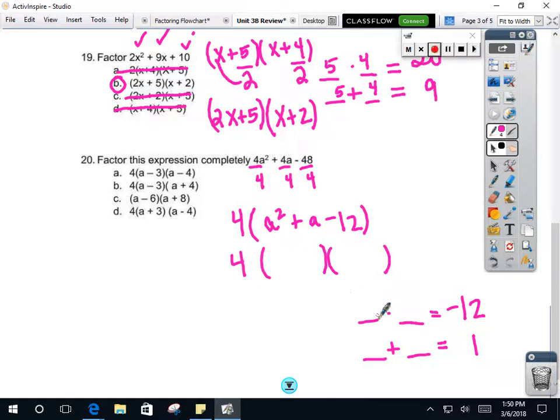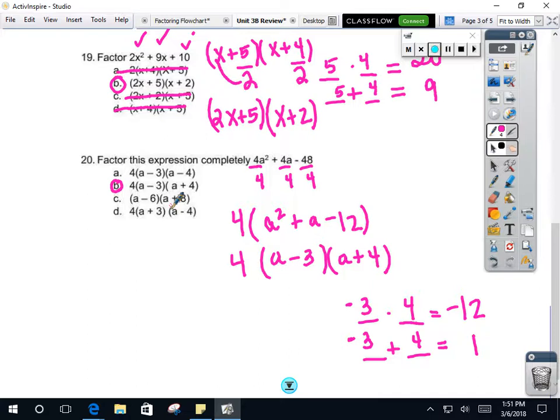Now I'm asking for the numbers. 3 and 4. Okay? But to add them and get a positive one and to multiply and get a negative answer, one of them needs to be negative. Which one? The 3. So it's an A minus 3 and an A plus 4, which is B.